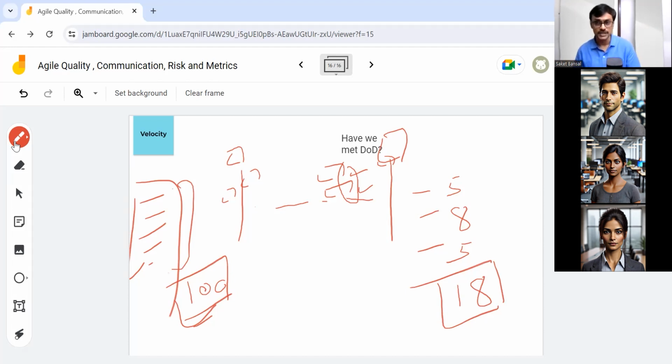Some of you, Padma and Dinesh, have done SAFe training. That's why I'm using the word. So when you do that futuristic planning, you use velocity as a benchmark or a reference point for your release planning.